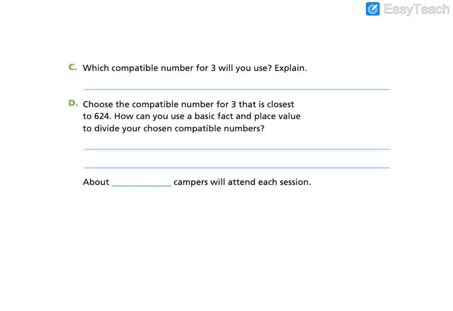So now let's go ahead and complete letter C. Which compatible number for 3 will you use? And explain. We will use 600 because 6 is divisible by 3. Right, and we know that we can find a compatible number. We can use a simple fact to help us divide. All of these strategies are how we are picking the number 600.